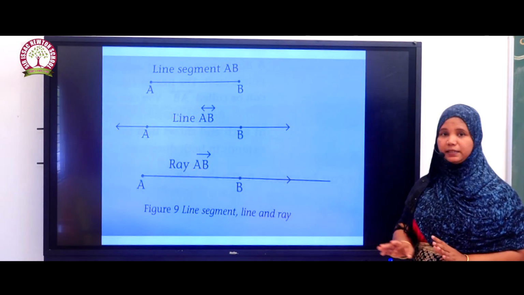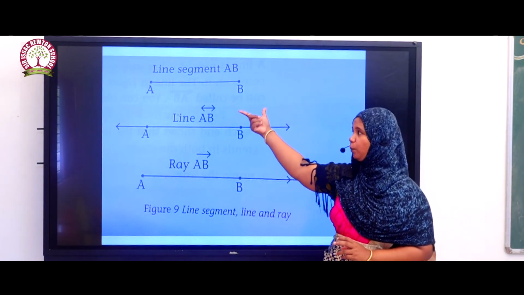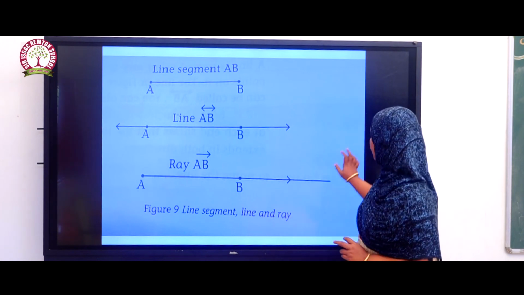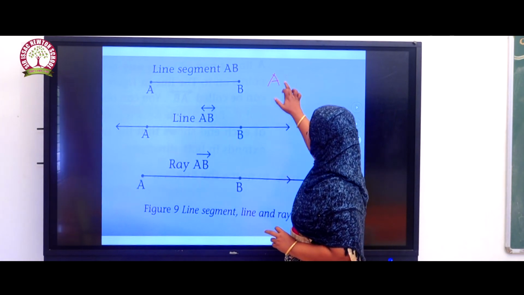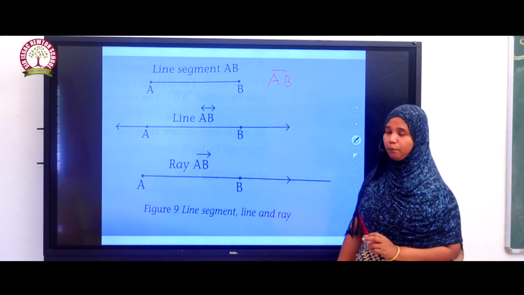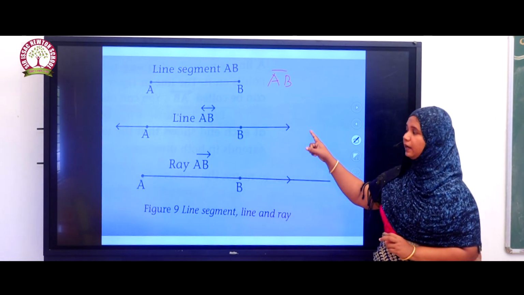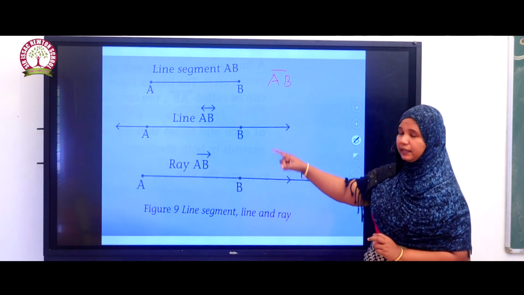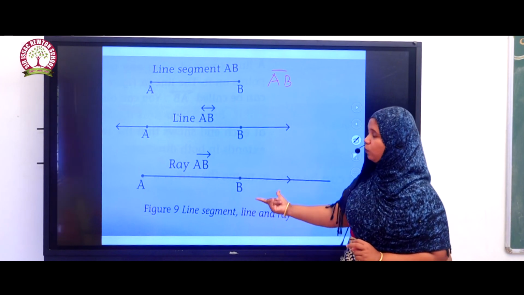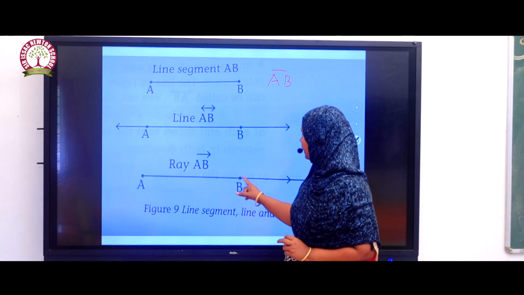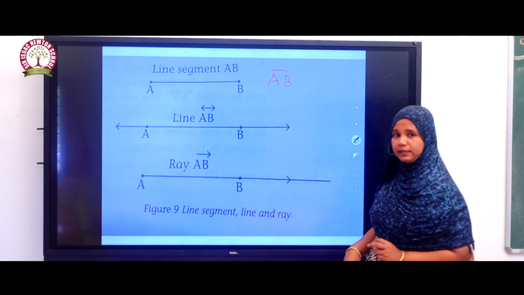Let us recall once again what is a line segment. The specific path between the two end points is said to be a line segment, and we represent it as AB with a line above. And next one is line. When the two end points are extended in both the directions, we call it a line. That is, a line will not have any end points. And what is a ray? When a line is extended in one direction, keeping the other end fixed, I call it a ray.